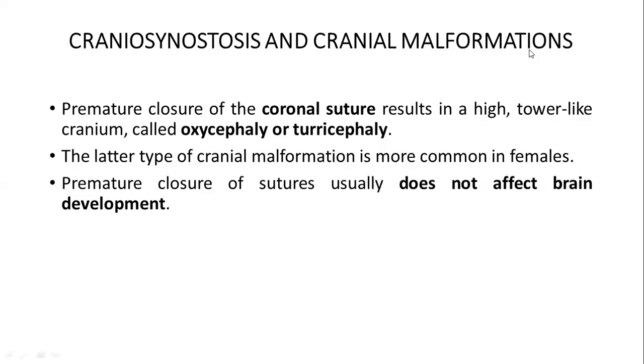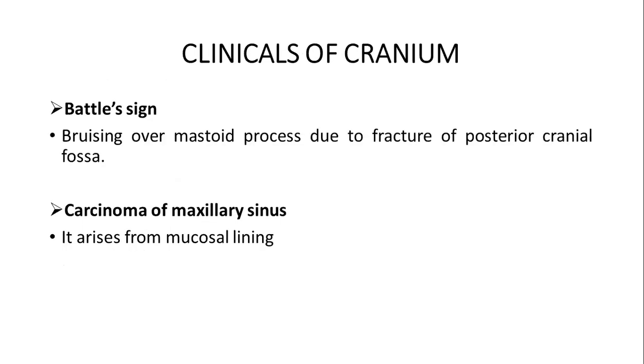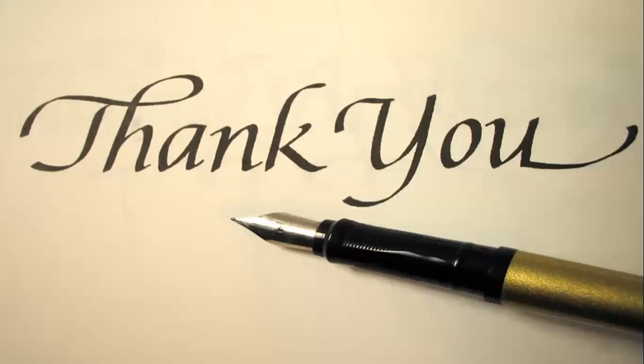The closure of which sutures? Coronal sutures. This is the cranial fossae, anterior, middle, and posterior. I told you already what complications are present due to these. So Battle sign I told you: bruising over the mastoid process, and carcinoma of the maxillary sinus is common. So with this, thank you very much for listening to this lecture on clinicals of cranium.